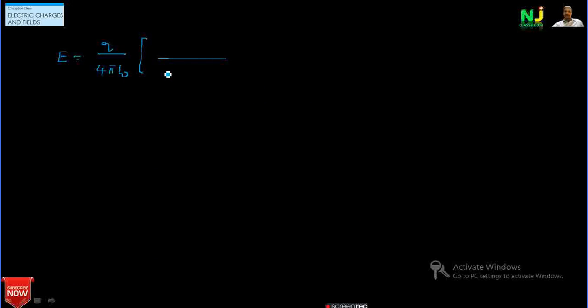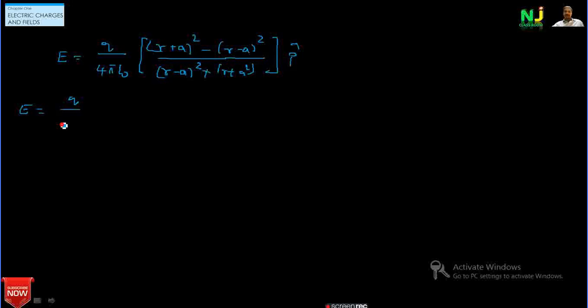Take the LCM. What is that? This is (r minus a) whole square into (r plus a) whole square. This is what is called as (r plus a) whole square minus (r minus a) whole square into p cap. Clear? Into p cap. Therefore, E is equal to Q divided by 4 pi epsilon naught. Remember, (r minus a) whole square, (r plus a) whole square.